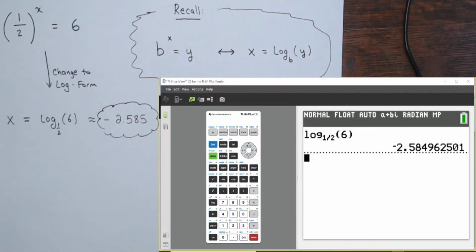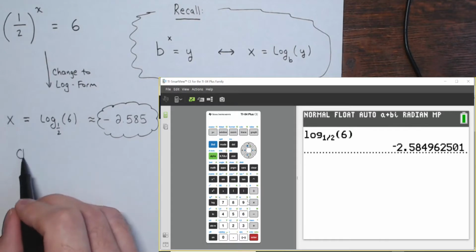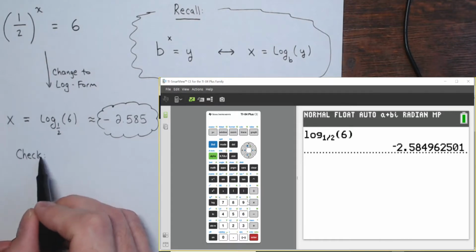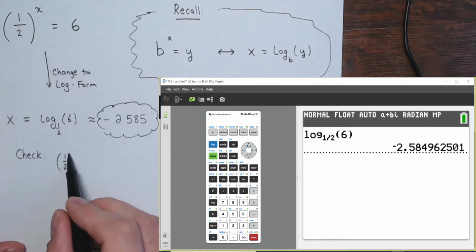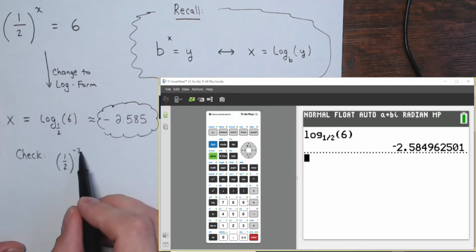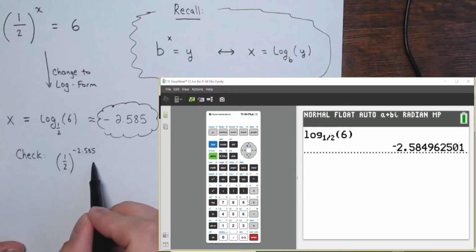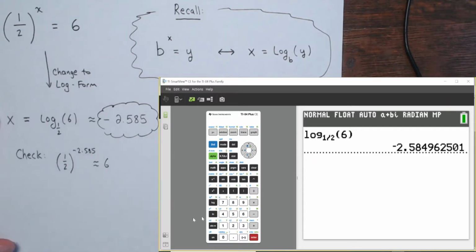And don't forget to check. All right, let's check this. Is 1/2 to the negative 2.585, is this about 6? All right, let's see. So I'll take 1/2, which is just 0.5, and raise it, well, I'll just raise it to the previous answer, the negative 2.589499625. This should be 6, and it is. So that is a valid solution.